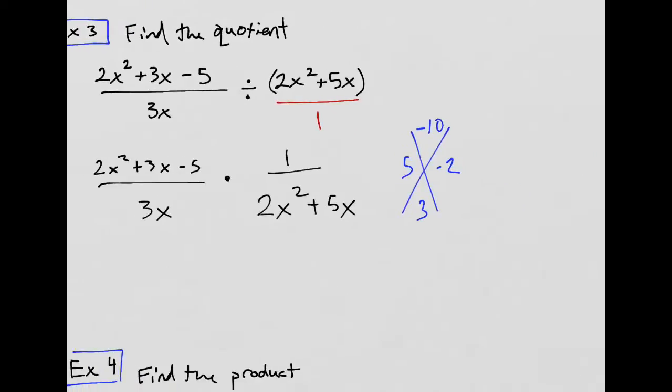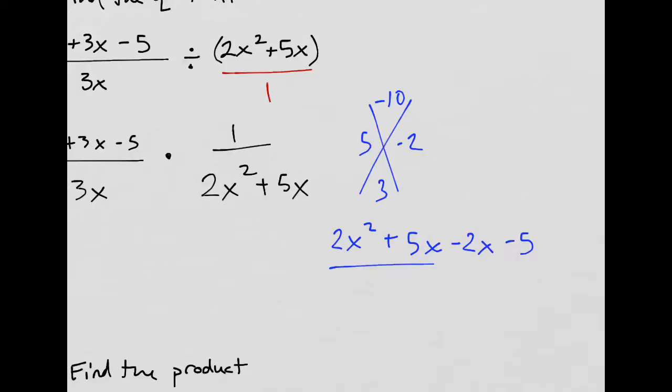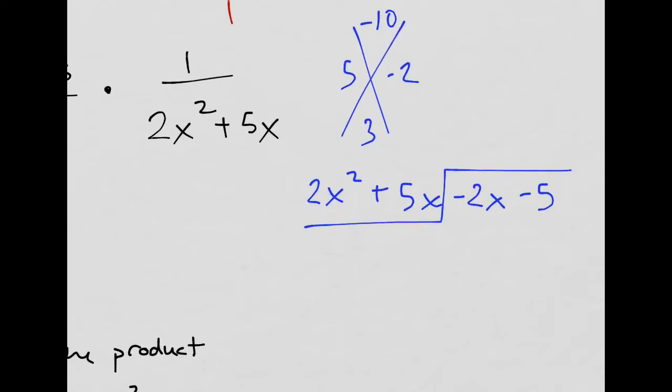But we can't just write x plus 5 and x minus 2. We have to do 2x squared plus 5x minus 2x minus 5. So you divide by what's in common here. I can only divide by x. So I get x on the outside, 2x plus 5 on the inside.